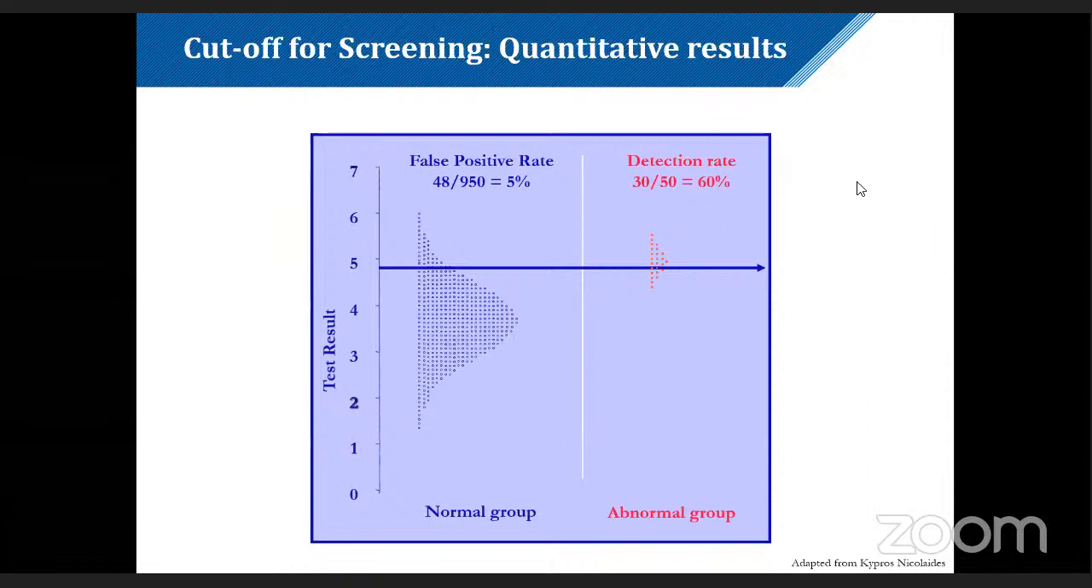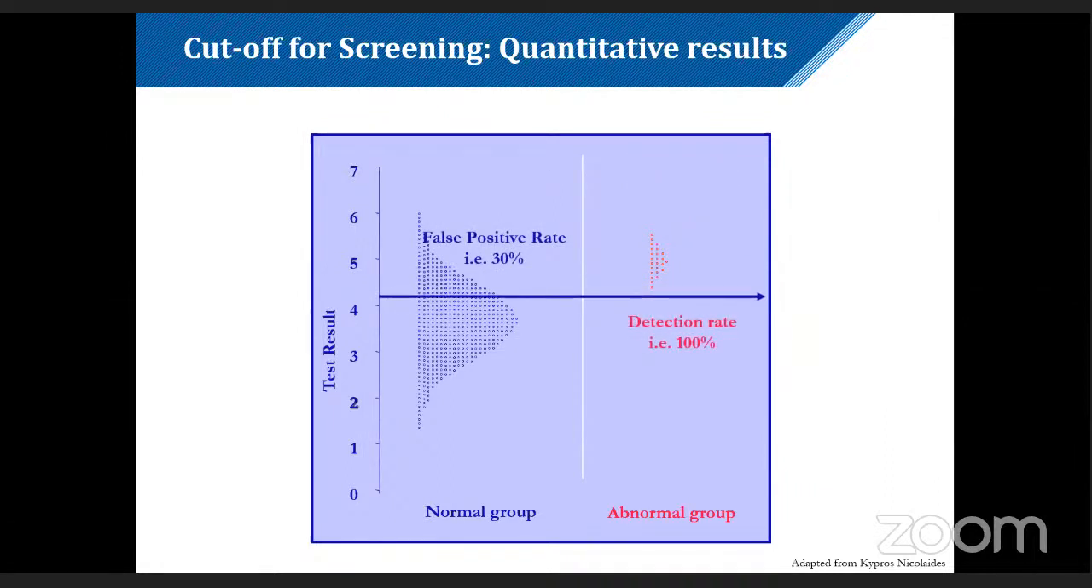But if you tweak around with the cutoff, which you can do when you have quantitative results, then what you can change is the false positivity rate, which is now lower, and the detection rate, which is now 100%. So it's a matter of what you find more important for the purpose of your test, whether you have a higher or a lower cutoff. And this is all possible using the multi-biomarker test. In general, what we do is we use the Youden's index, which provides information on the sensitivity and the specificity, and then takes the optimum of both combined. And this is usually what we use as a cutoff for a biomarker.